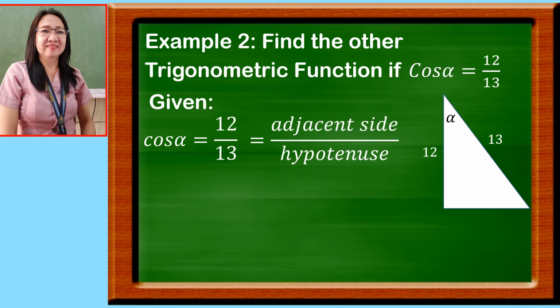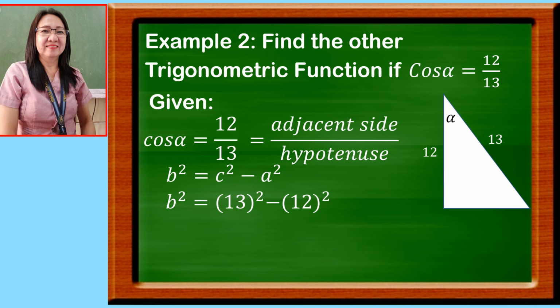Now looking at the figure, the missing part is the base. So using the Pythagorean theorem, b squared is equal to c squared minus a squared. Let us substitute our given. The value of c, or the hypotenuse, is 13, minus the square of the altitude a, which is 12 units.